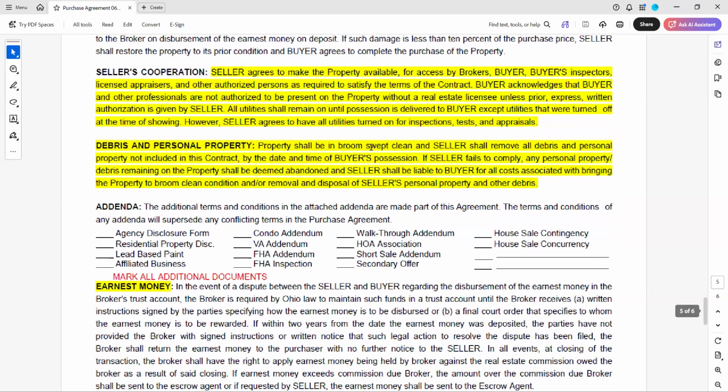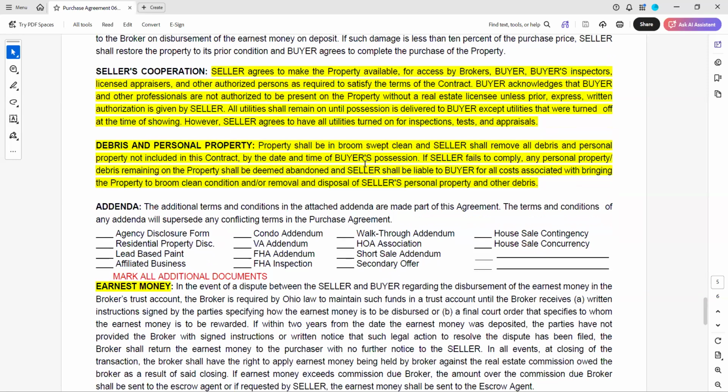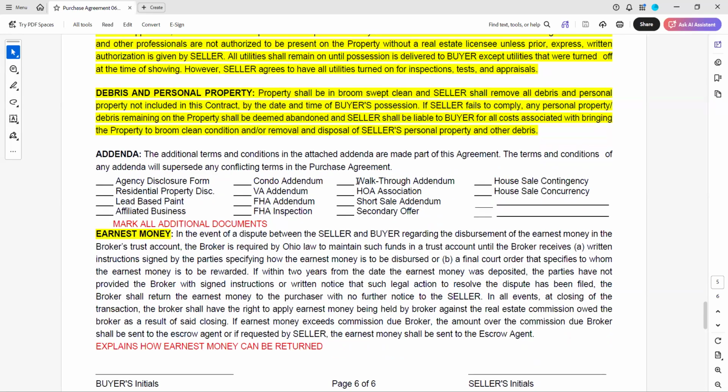Debris and personal property, this is telling the seller that they need to make sure that the property is in broom swept clean condition when they leave. They're going to remove all of the debris and personal property from the house so that the buyer can move into a blank slate, so to speak, right? If for some reason they don't do that and the buyer has to get some kind of a removal for all of their things and stuff like that, they can go back on the seller and have them pay for that. And if they can reach them.